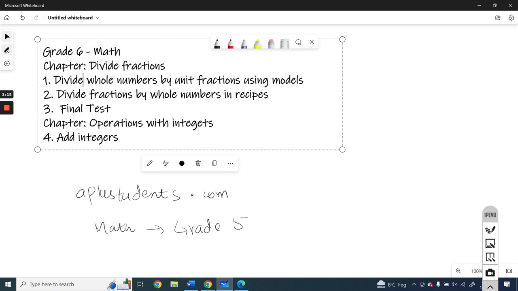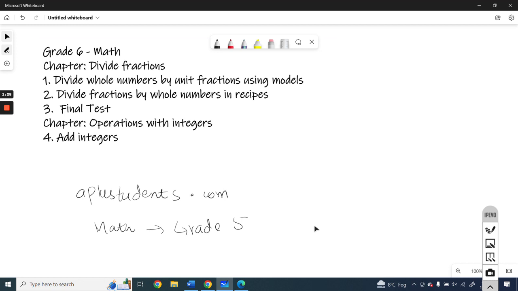Then we're going to start the new chapter, Operations with Integers, and the lesson we're going to cover from the chapter is Add Integers. Got it? So let's start with the first lesson, that is divide whole numbers by unit fractions using models.